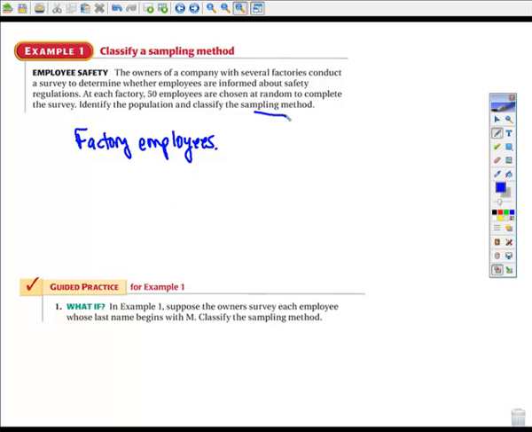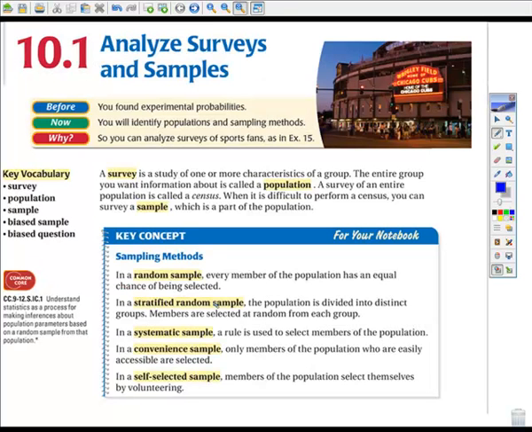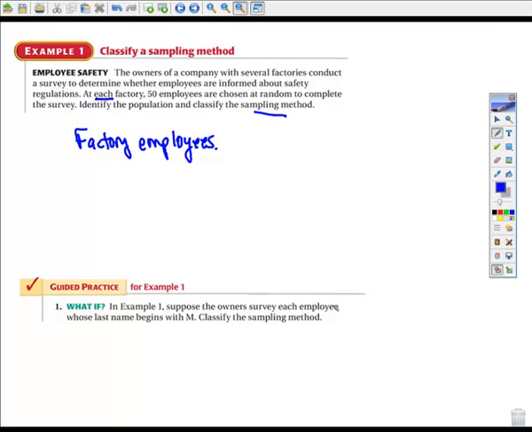Now, what kind of sampling method? Well, we've got at each factory. So they're going around factory to factory, dividing them up and then choosing 50 from each. If you look back here, that's a stratified random sample because the population is divided into the different factories, and then the sample is taken randomly from there. So it's a stratified random sample.